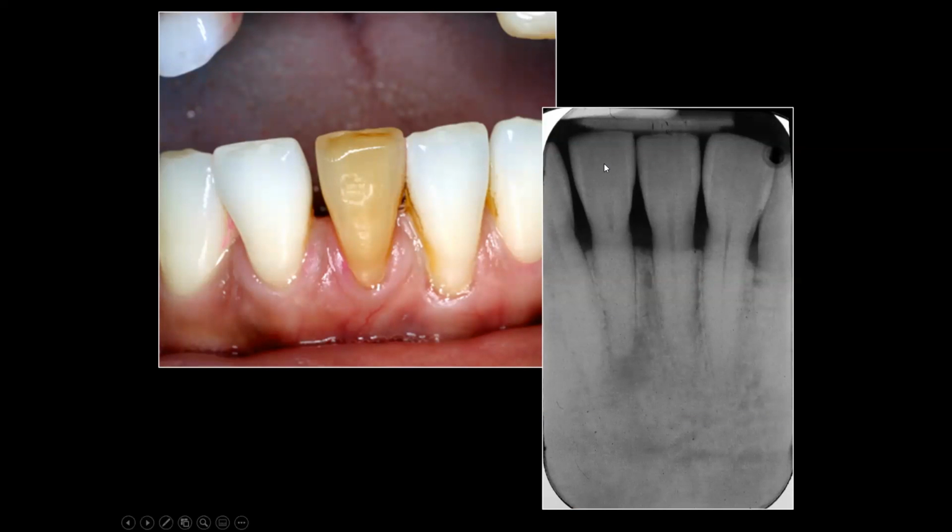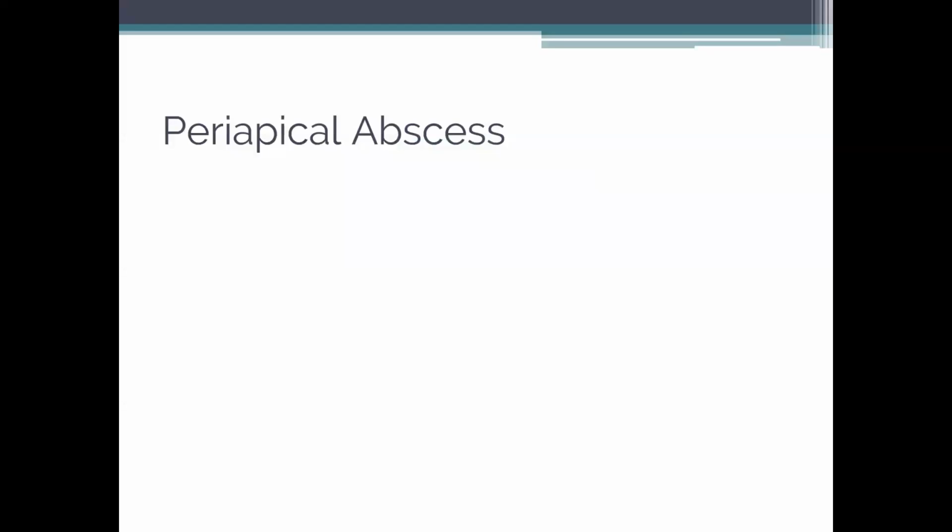Now, what do you notice at the apex of the dead tooth? Do you see this periapical radiolucency? That is associated with dead teeth. That's what we call a granuloma. We'll talk about granulomas more at the end of the semester. We use the term abscess in different manners.